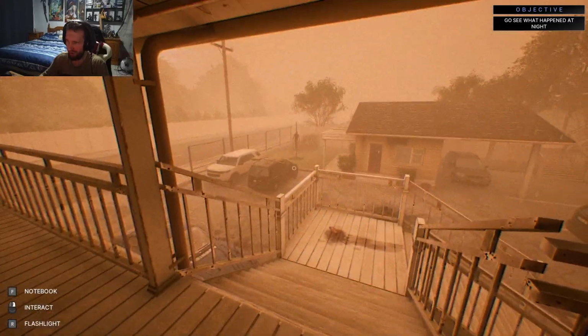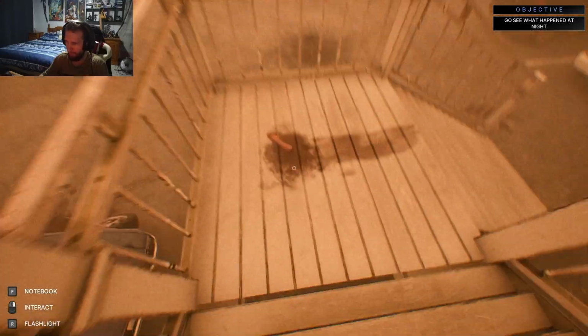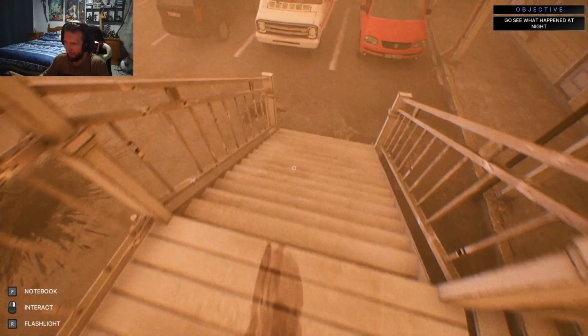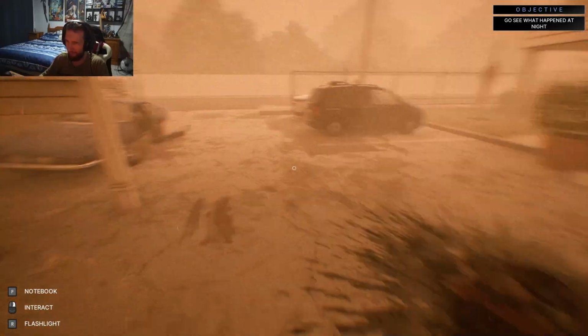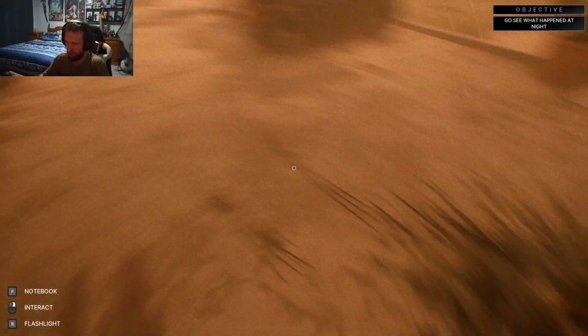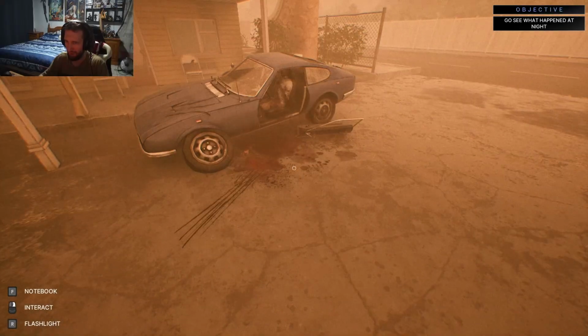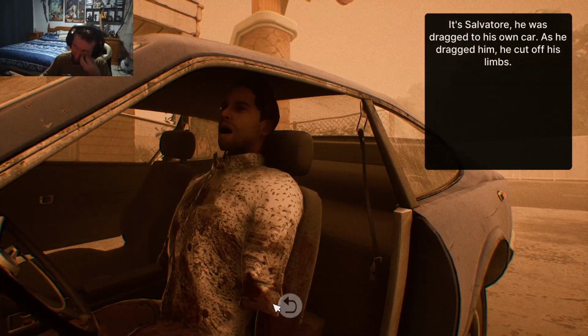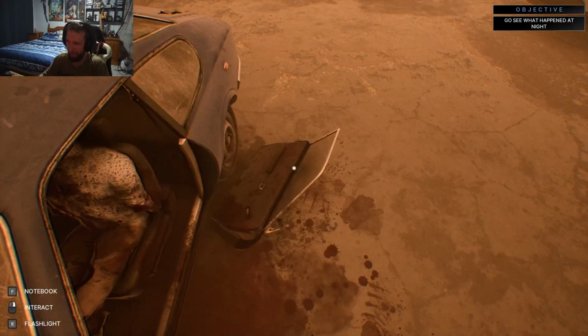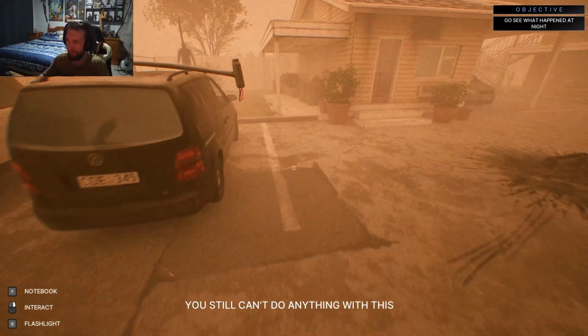Oh shit, there's a body on the pole there. Oh, there's an arm. There's a limb from limb. There's a body over there. Oh shit. Salvatore looks like he's been shoved in the car. It's Salvatore, he was dragged to his own car. As he dragged him, he cut off his limbs too. What the hell is this thing, dude?